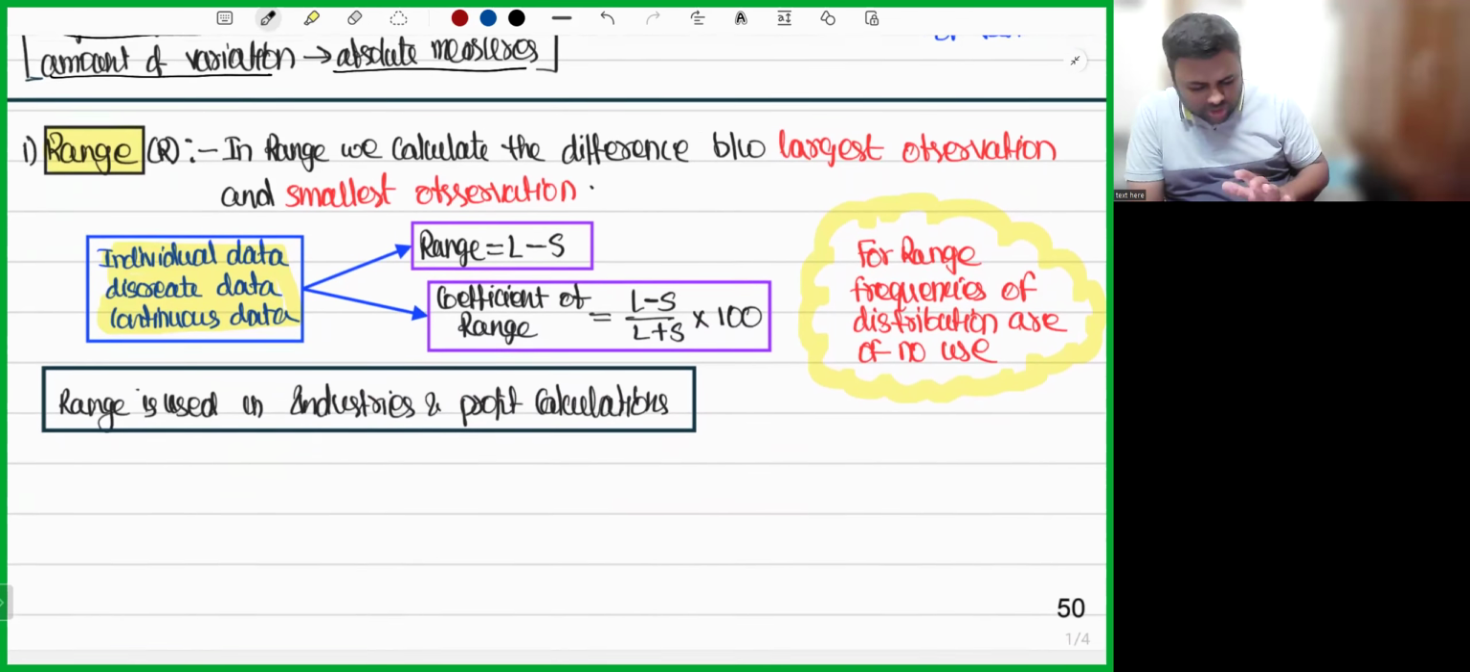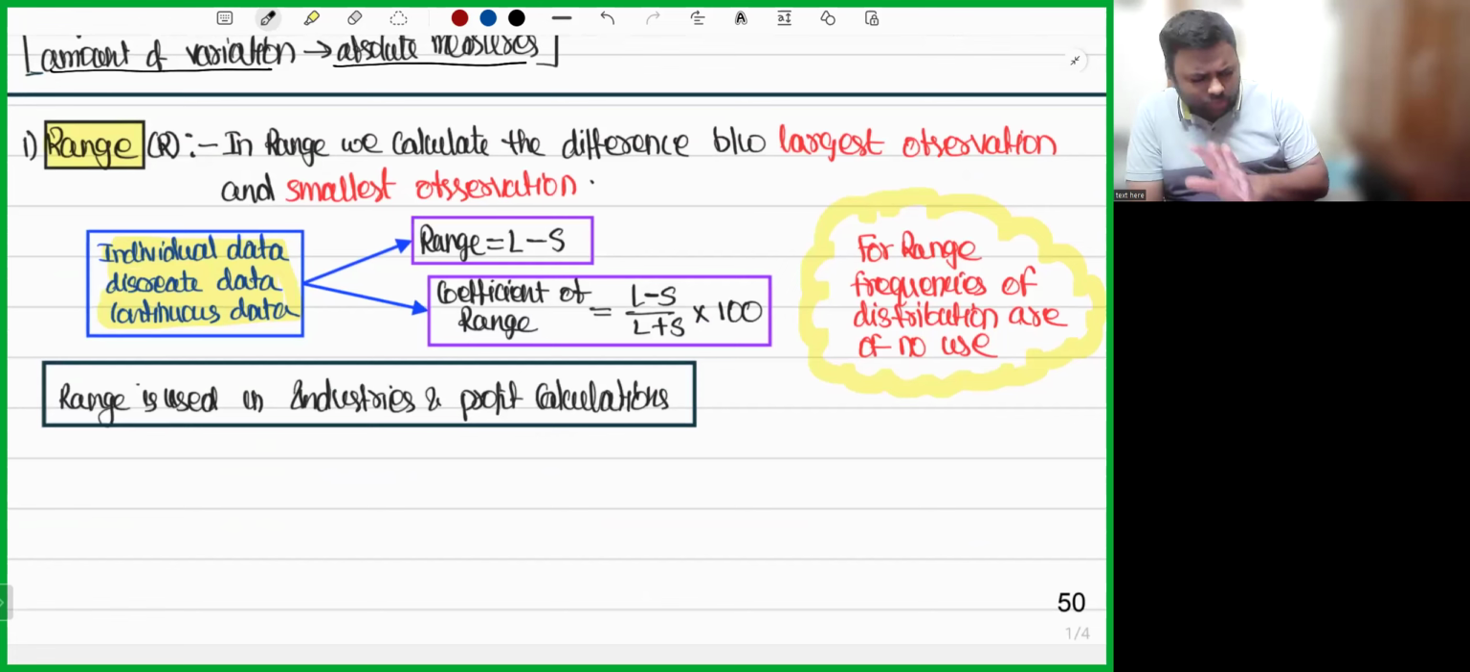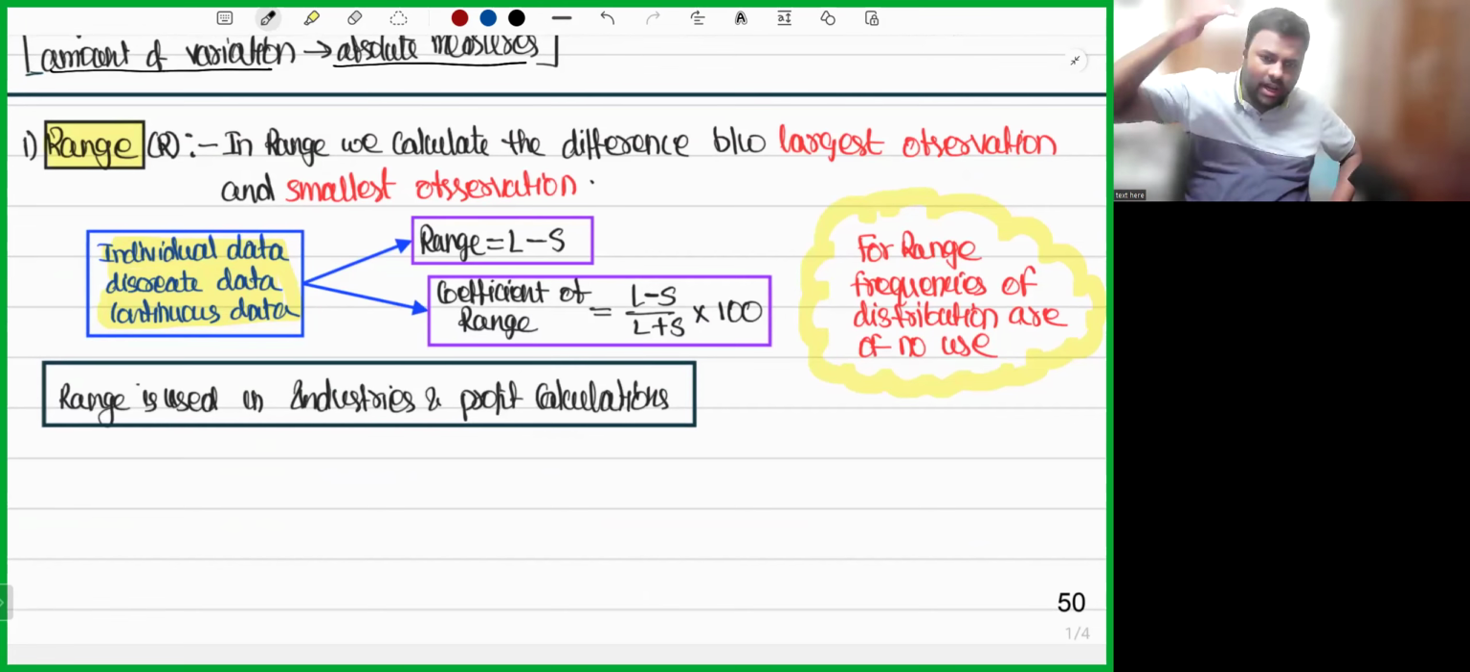Now let's start with range. Once range is completed, we'll wind up. Don't worry. I know dispersion, right? It will go a little heavy.